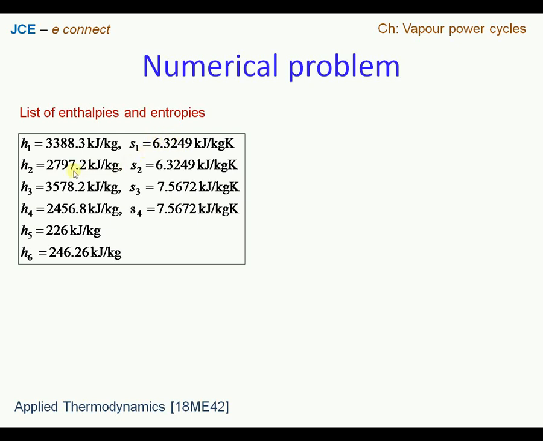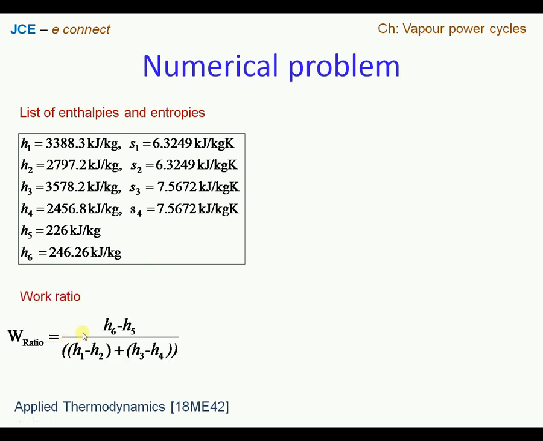Please note that state point 1 and state point 2 was an isentropic expansion process in the high pressure turbine, therefore the entropy value is similar. And we also note that state point 3 and state point 4 is the low pressure turbine work, therefore these two entropy values are constant, they are similar. Now with this, let us work out what is the work ratio.